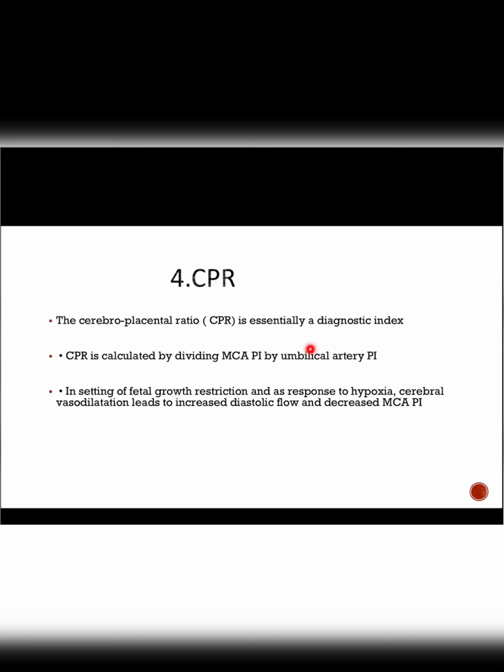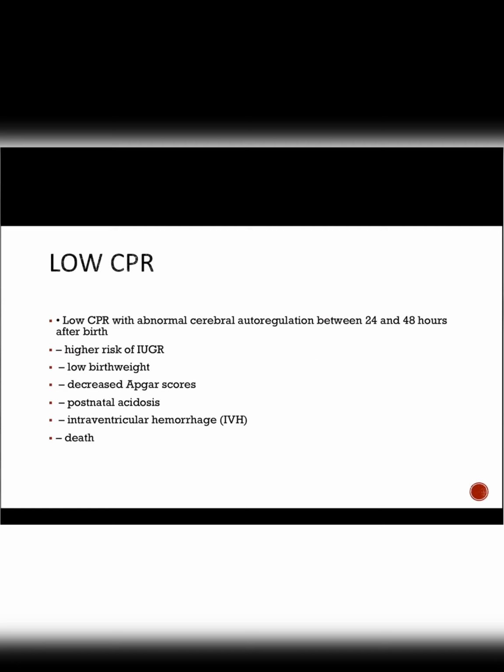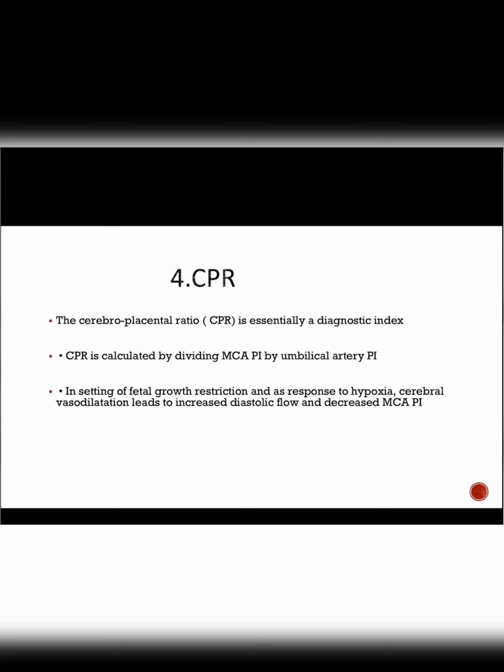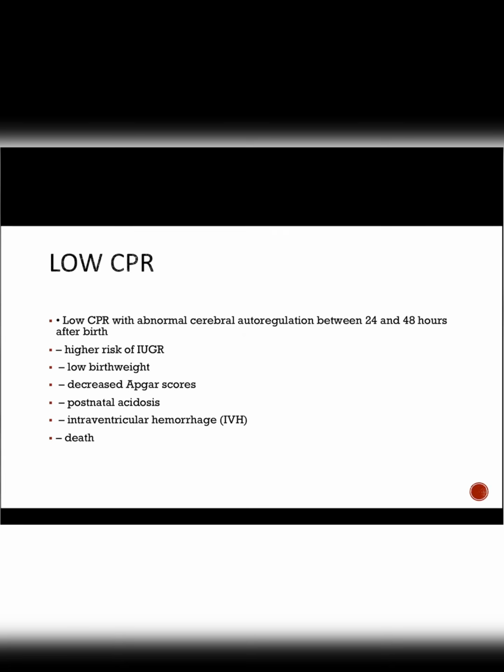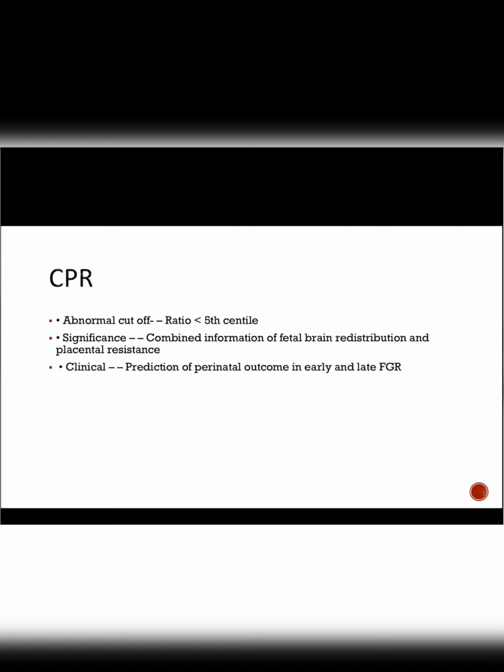So obviously, when there is increased resistance in the umbilical artery, the PI will increase. We have seen what is an abnormal umbilical artery PI, that is more than 95th centile, right? So we know that. So if it increases and MCA decreases, our CPR will also decrease, which can lead to IUGR, low birth weight, decreased APGAR, acidosis, IVH and death.